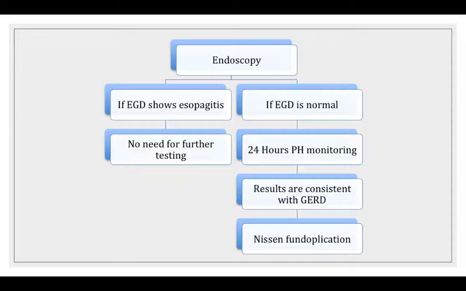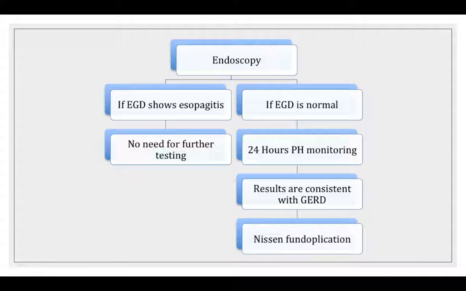Now, when we are performing this endoscopy, what are the points we must consider? If endoscopy shows esophagitis, sorry, by mistake the H is missing here, then this is clear cut, right? No need for further testing, just go for the treatment option. But if endoscopy is normal, then we will proceed to 24-hour pH monitoring, which is the most accurate test. Remember, the most accurate one is 24-hour pH monitoring.